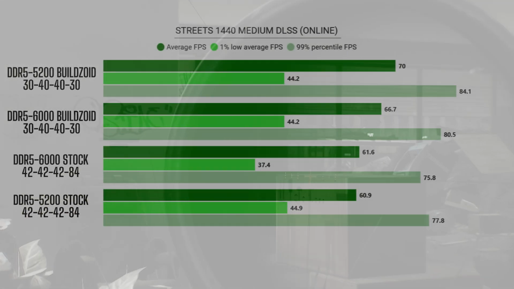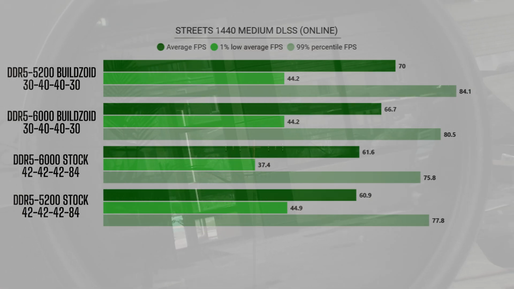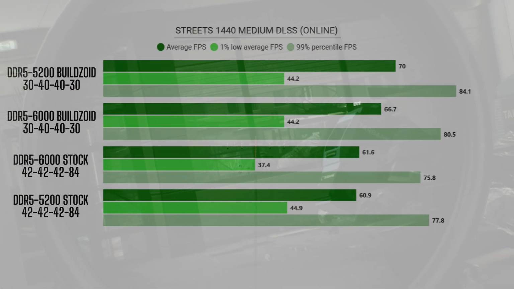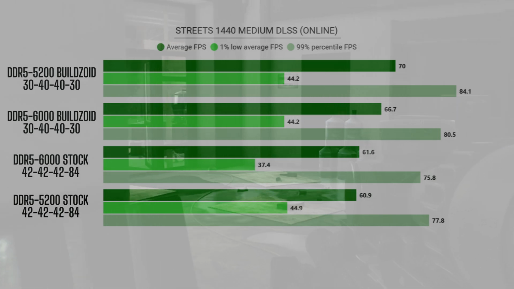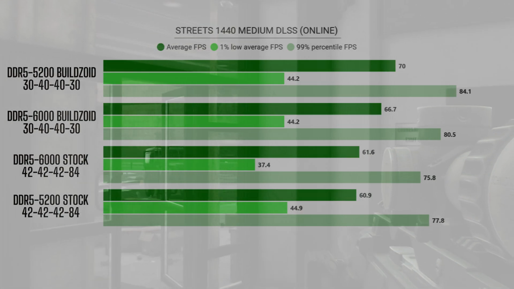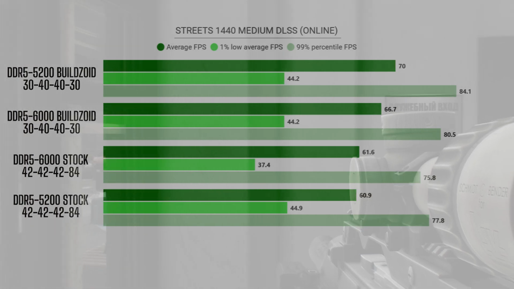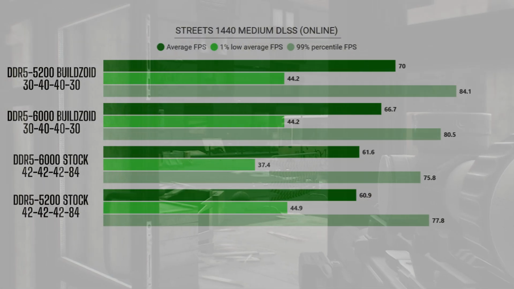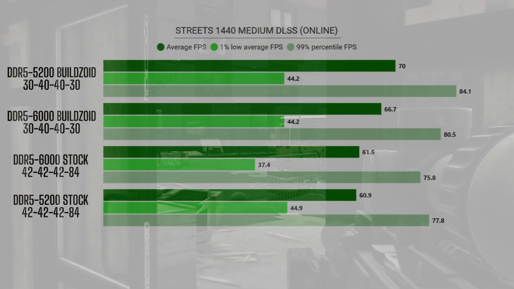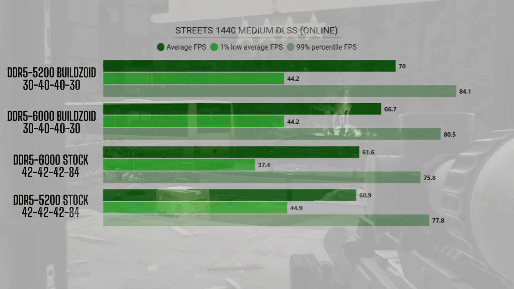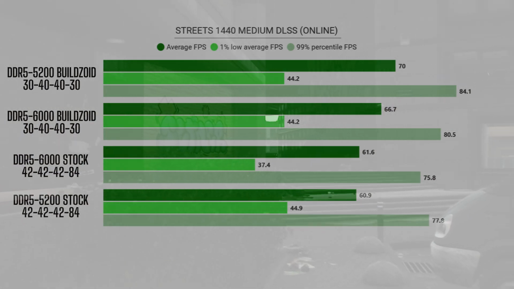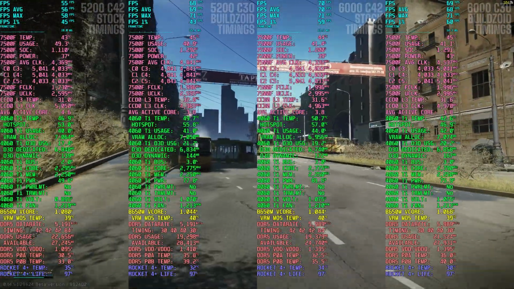All right, moving on to Streets online. The 5200 BuildZoid timing surprisingly took the lead in online tests. There was a noticeable performance disparity, particularly evident with the improved BuildZoid timings. Even though the 6000 stock timing run displayed an outlier 1% low average FPS, the speed itself doesn't really appear to influence much. However, the subtimings do seem to make a noticeable difference. There was roughly a 10 FPS gap on the 5200 between the two different subtiming sets.